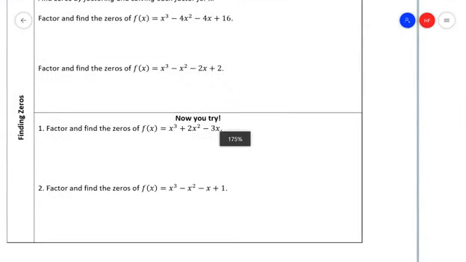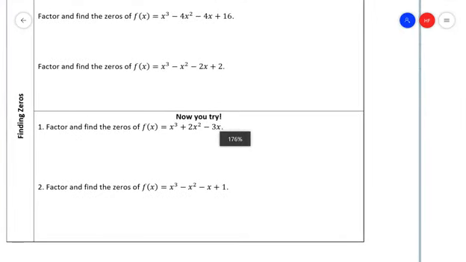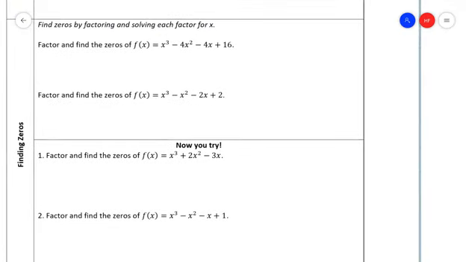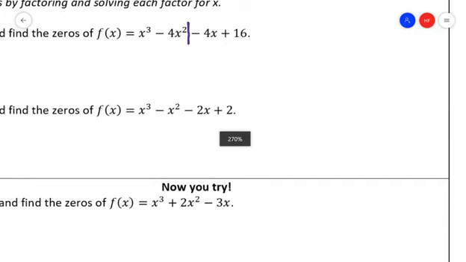The next problem set is finding zeros of functions. On these first ones, we want to find the zeros by factoring and then solving each factor for x. A lot of you on the last test struggled with factoring with 4 terms. Whenever there's 4 terms, split the problem in 2 and find the GCF on both sides. The greatest thing I can take out of x cubed and x squared is an x squared. That leaves me with an x and a negative 4.